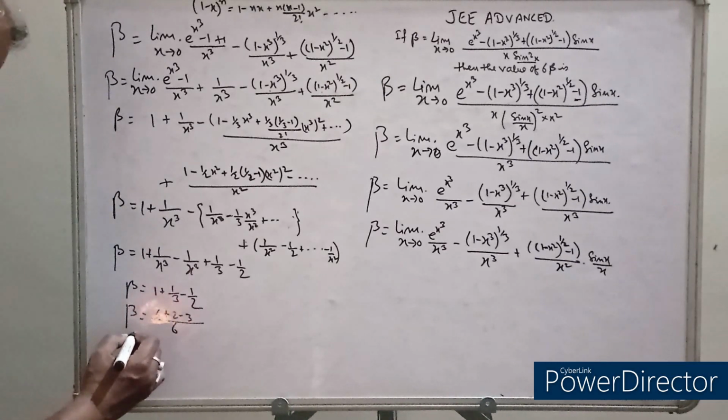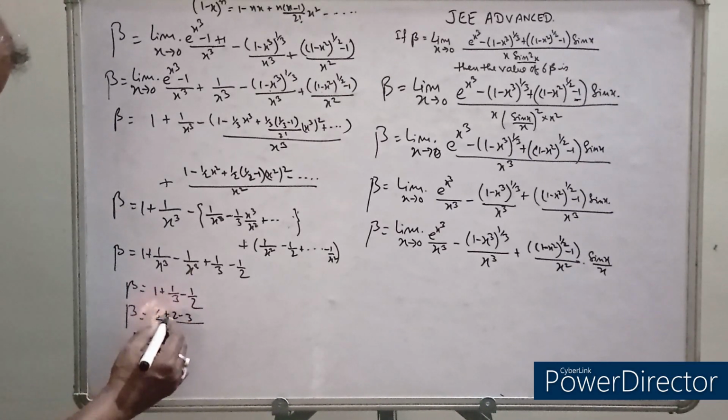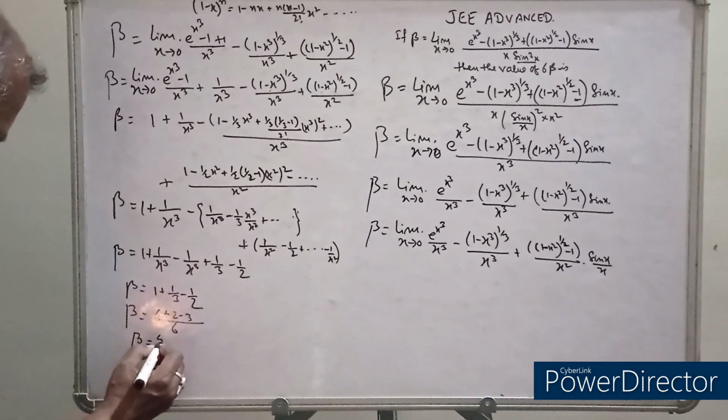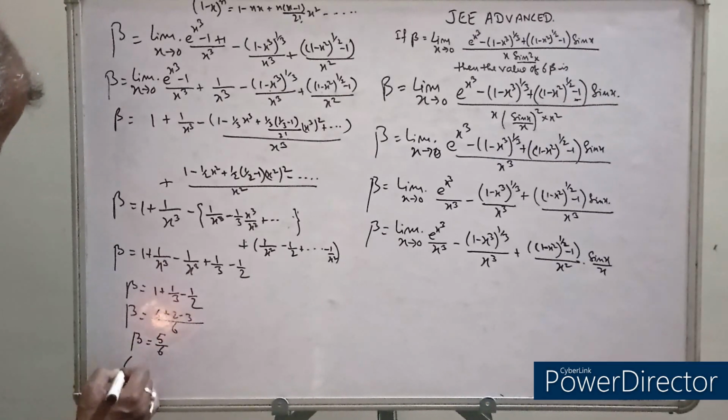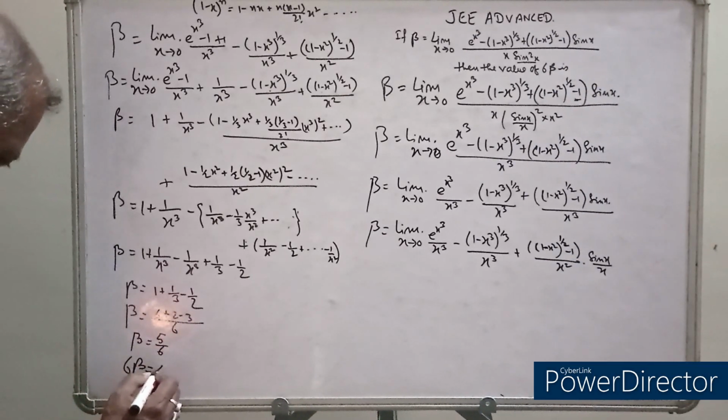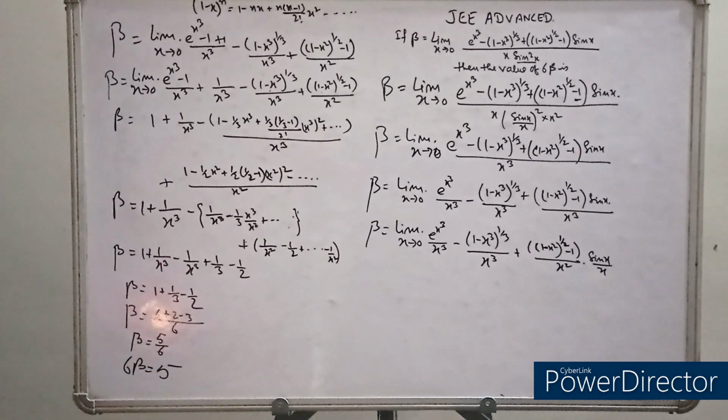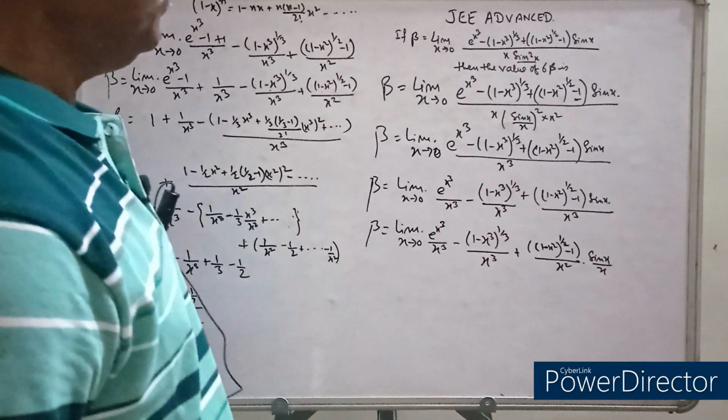So your beta will be how much? Minus 1, 5 by 6. So your 6 beta comes out to be 5. This is your answer. So I am going to repeat the same for you.